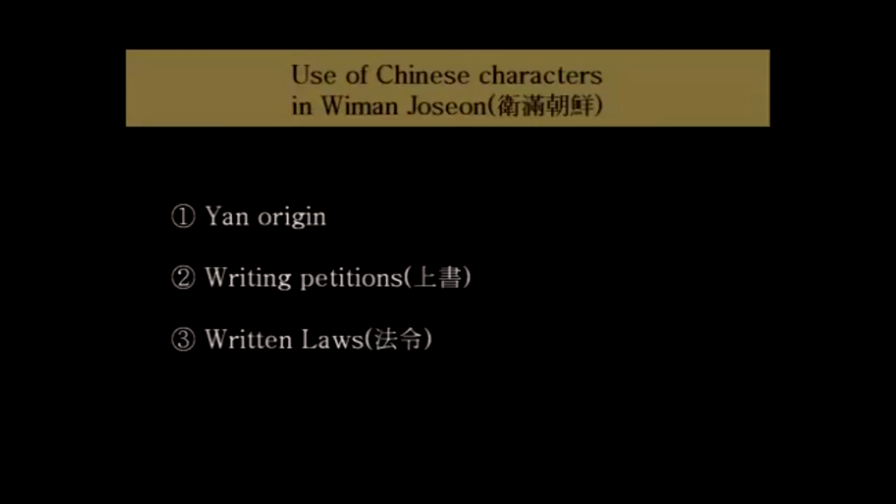And the third one is that there were some written laws. It also means that they were aware of the Chinese characters. However, the evidence is so scant that we cannot dare to say the Chinese characters were introduced in this Weiman Chaoxian. So let's move on.